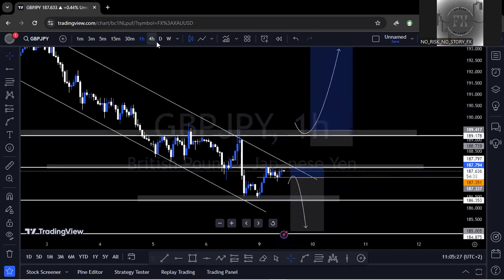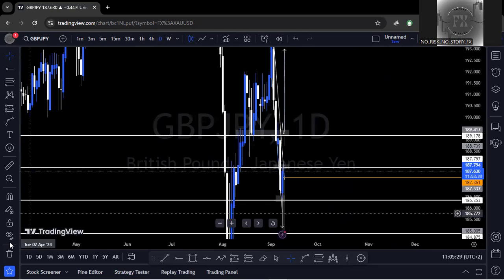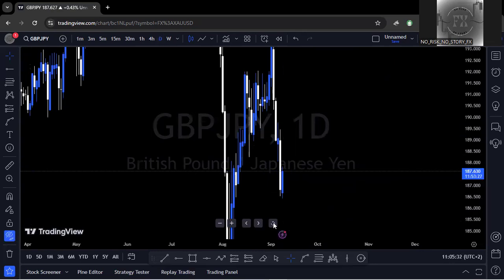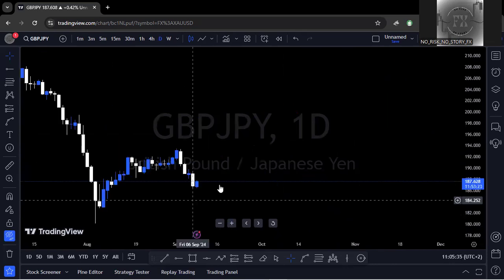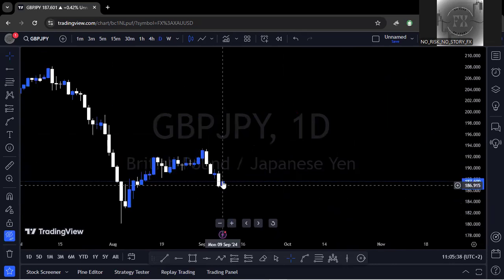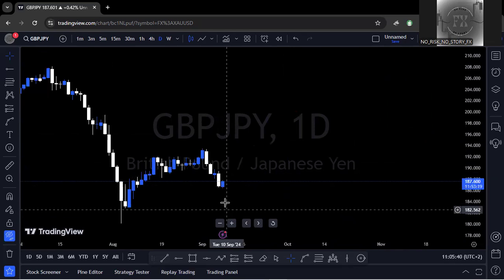And then if we check the daily time frame, we can clearly see that the market might just be creating that daily wick to then sell to the downside, right?